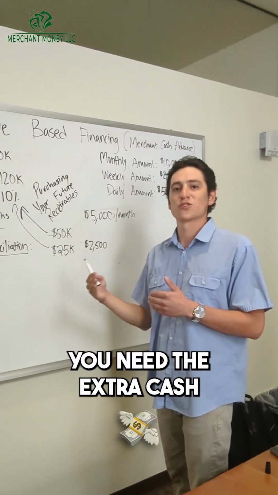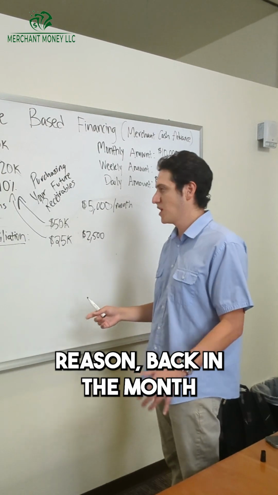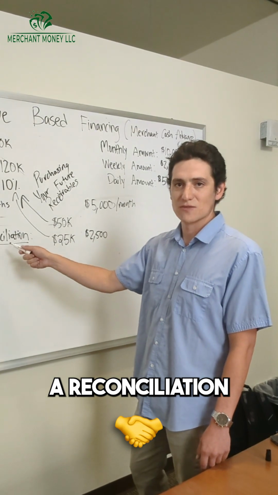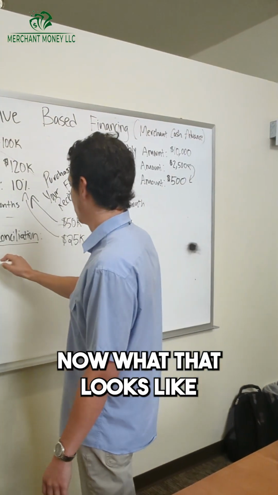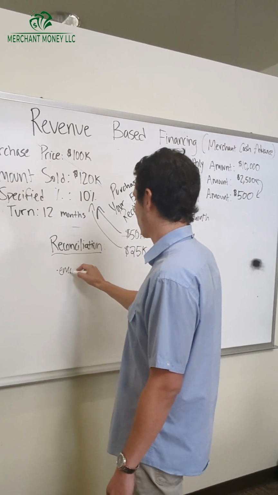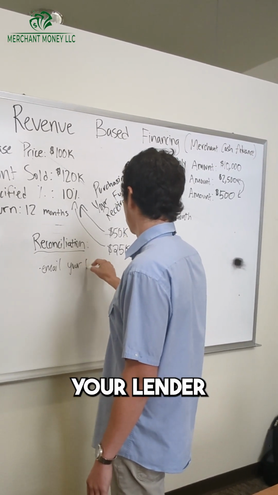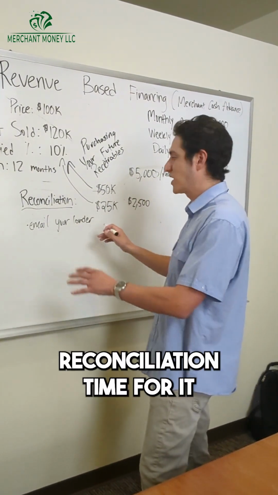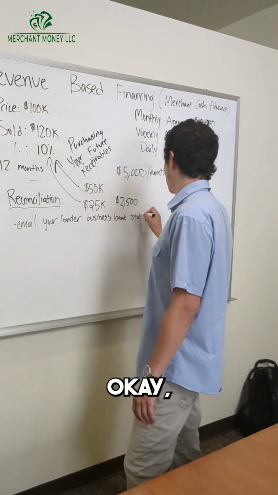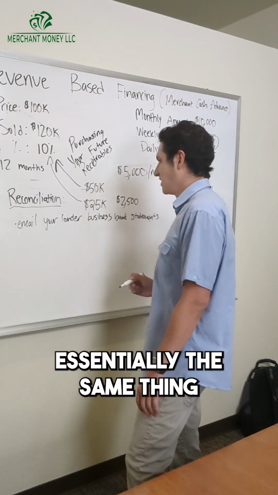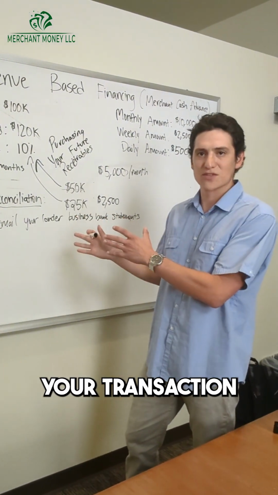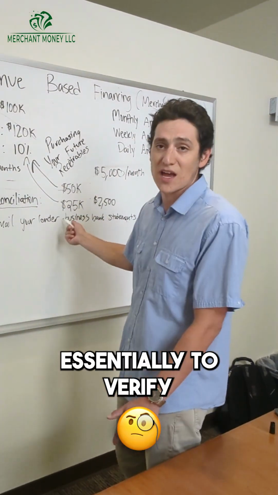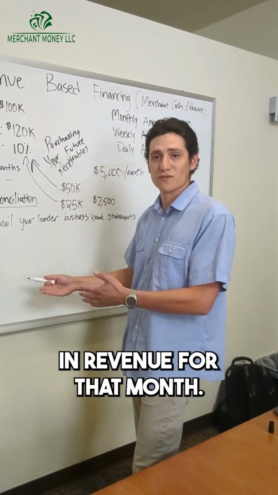But let's say you need the extra cash on hand for whatever reason that given month. You can request from your lender or your funder a reconciliation for that given month. Now, what that looks like is you will need to email your lender your most recent business bank statement for whatever month you want the reconciliation done for. They're going to do essentially the same thing they did when they were underwriting your transaction before you got approved for the merchant cash advance. They're essentially going to verify that you only had $25,000 in revenue for that month.